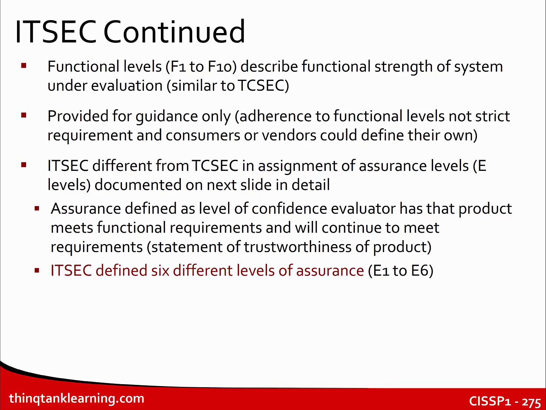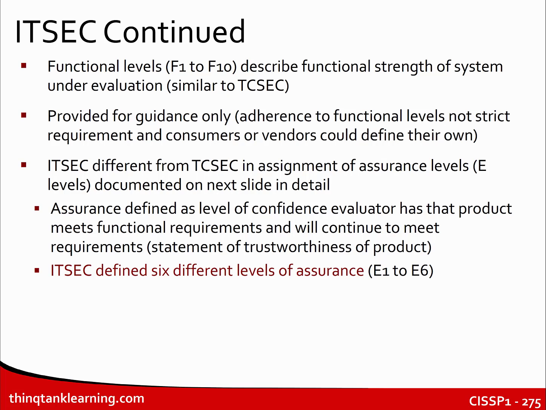So what are the functional levels? Well, let's break them down. It's pretty straightforward, I guess. There are 10 different functional levels, F1 to F10, and they describe the strength of the system that's being evaluated. These levels are provided for guidance only. Adherence to the specific functional levels is not a strict requirement, and consumers or vendors could define their own functional levels as well. Like I said, ITSEC is different from TCSEC in the assignment of the assurance levels. We'll detail these levels on the next slide.